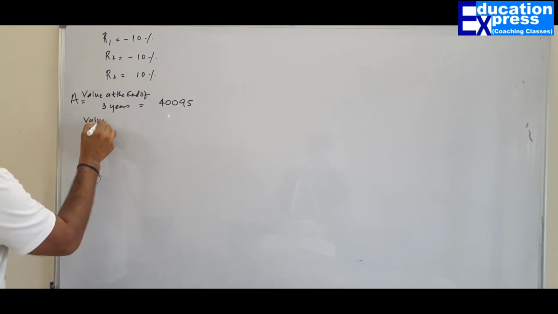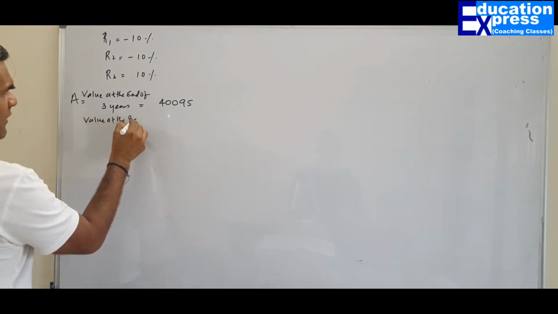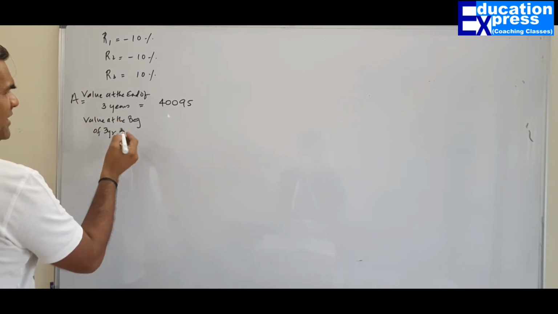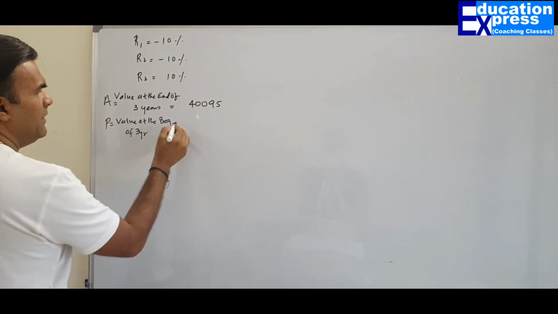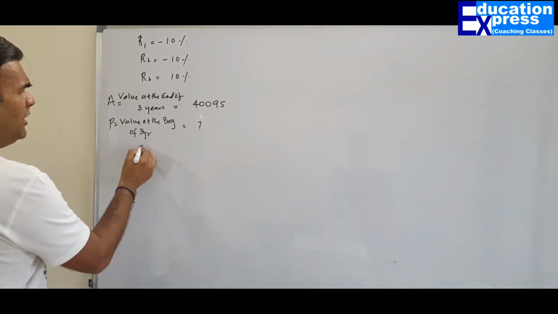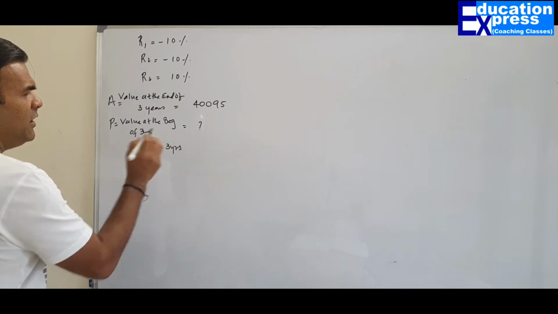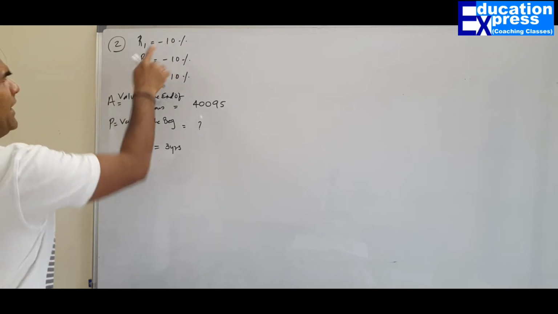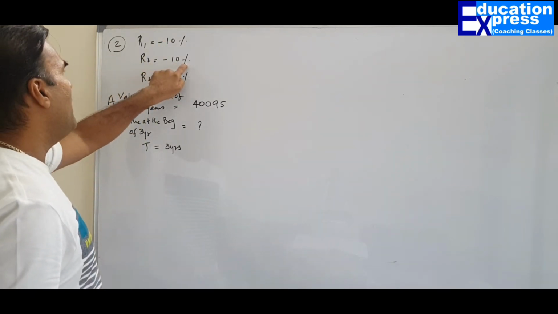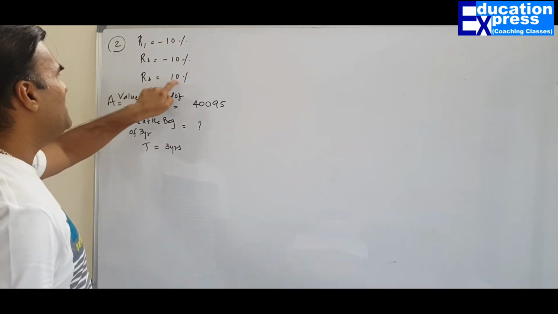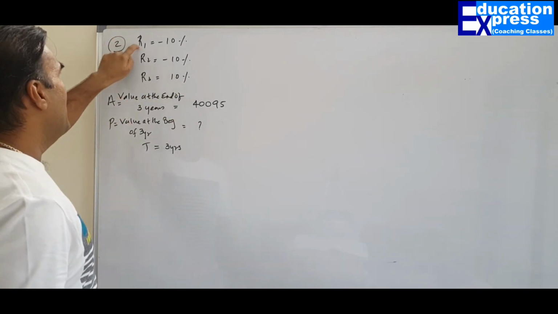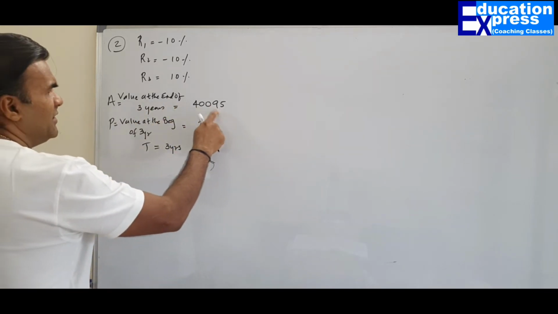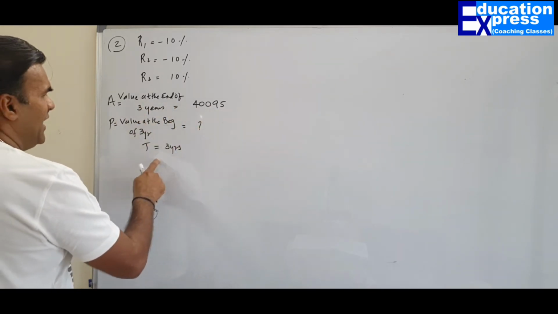The value at the beginning, the start, would be the principal. That is not known. What about the time duration? 3 years, it's given in the question. First year the article will fall by 10%, second year again fall by 10%, third year it will rise by 10%. So minus 10%, minus 10%, plus 10%. At the end of 3 years, that is the amount. Beginning of 3 years, that is the principal.